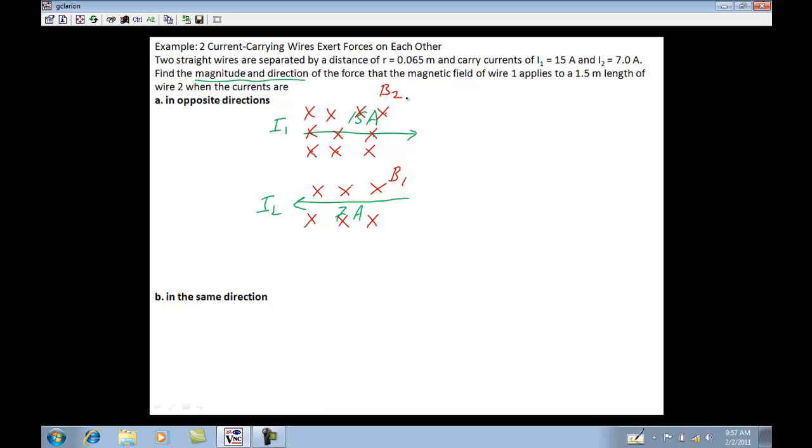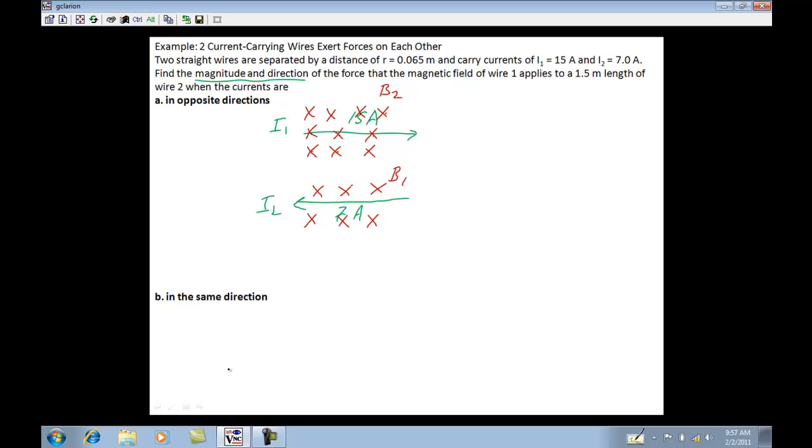Now, for I2, the current for I2, let's look at what direction it's going to experience a force. I2 is going to be forced in what direction? I2 has a current going to the left and a magnetic field going into the paper. So which way is it going to go? As we grab it, my fingers go into the page, my thumb goes that way.